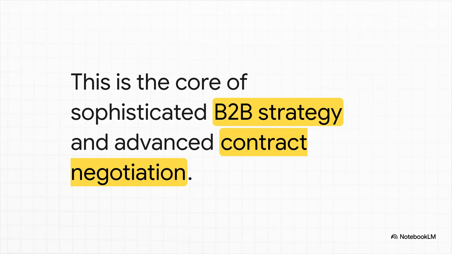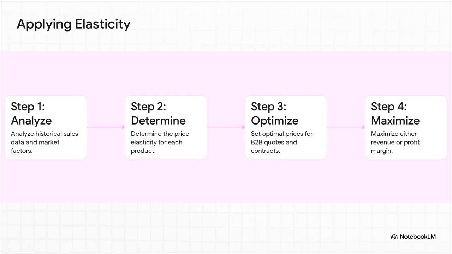And this idea goes way beyond just setting prices at a store. This is the absolute core of high-level business-to-business strategy and contract negotiation. If you know that what you're selling is inelastic to your client, you have immense leverage. It completely changes your negotiating position and can unlock massive profits. And modern companies have turned this into a full-blown science. They use data analysis and AI to just crunch all of their historical sales data. This lets them figure out the precise elasticity number for every single thing they sell. And with that number, they can set the absolute perfect price on their quotes and in their contracts to get the most revenue or the biggest profit margin.